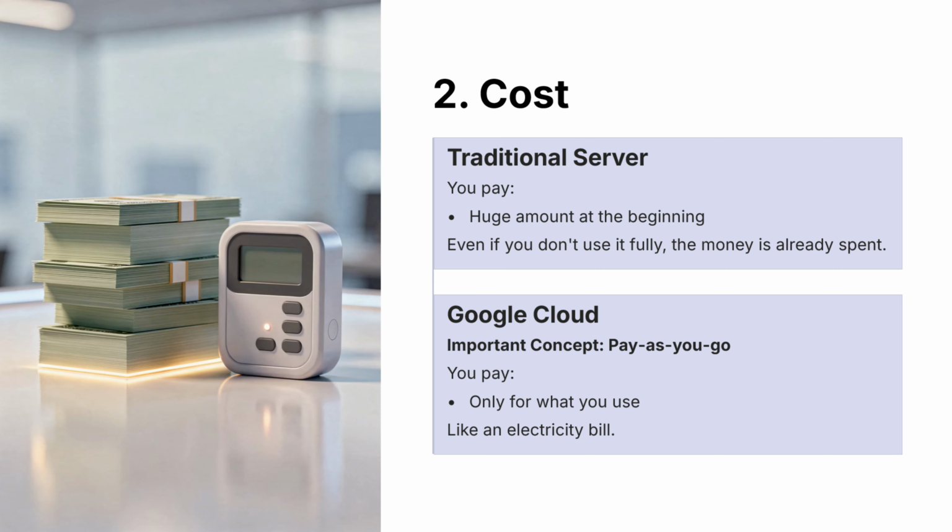Second one, cost. In case of traditional server, you pay huge amount at the beginning. Even if you don't use it fully, the money is already spent. In case of Google Cloud, the important concept is pay as you go. You pay only for what you use, like an electricity bill.